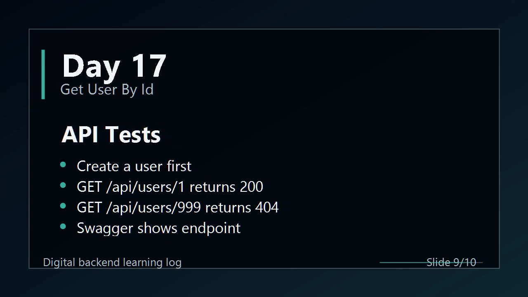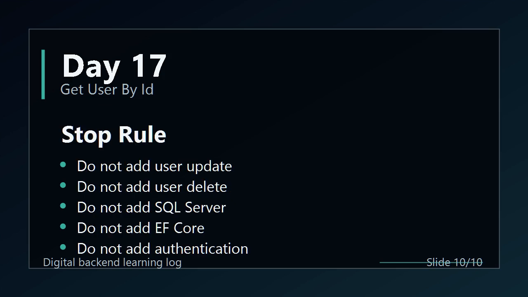Testing starts by creating a user first. Get users/1 should return 200 OK. Get users/999 should return 404. After get user by ID works, stop. Do not add user update, user delete, SQL Server, EF Core, or authentication today.